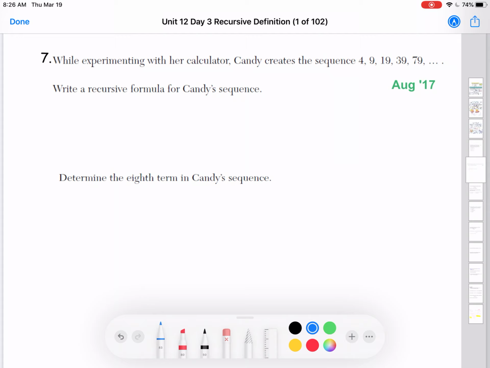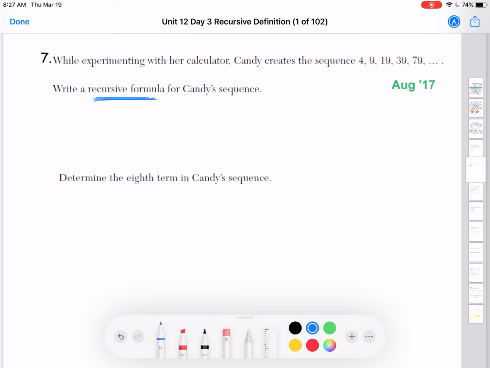All right, while experimenting with her calculator, Candy creates this sequence. Write a recursive formula for Candy's sequence. Okay, so we have to decide first, is this arithmetic or is it geometric? Well, I can see that I'm adding 5, but then I'm not adding 5 again. So that looks like this is not an arithmetic sequence.